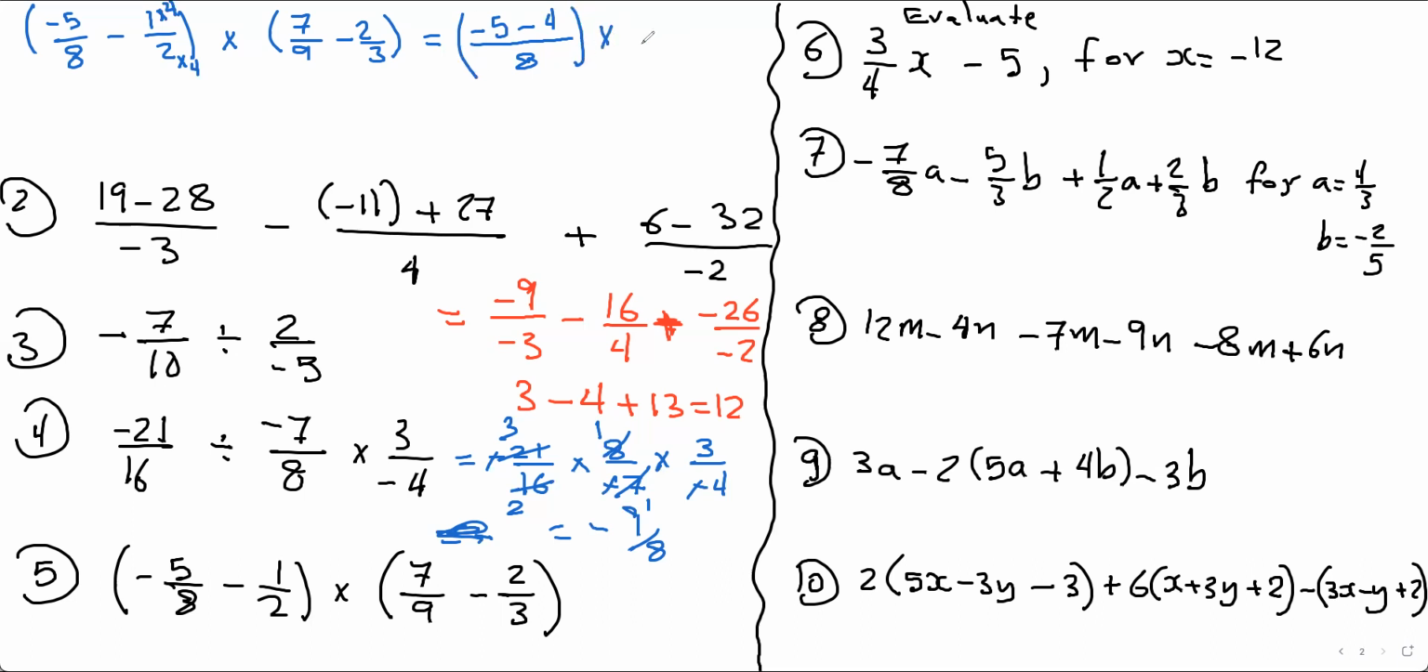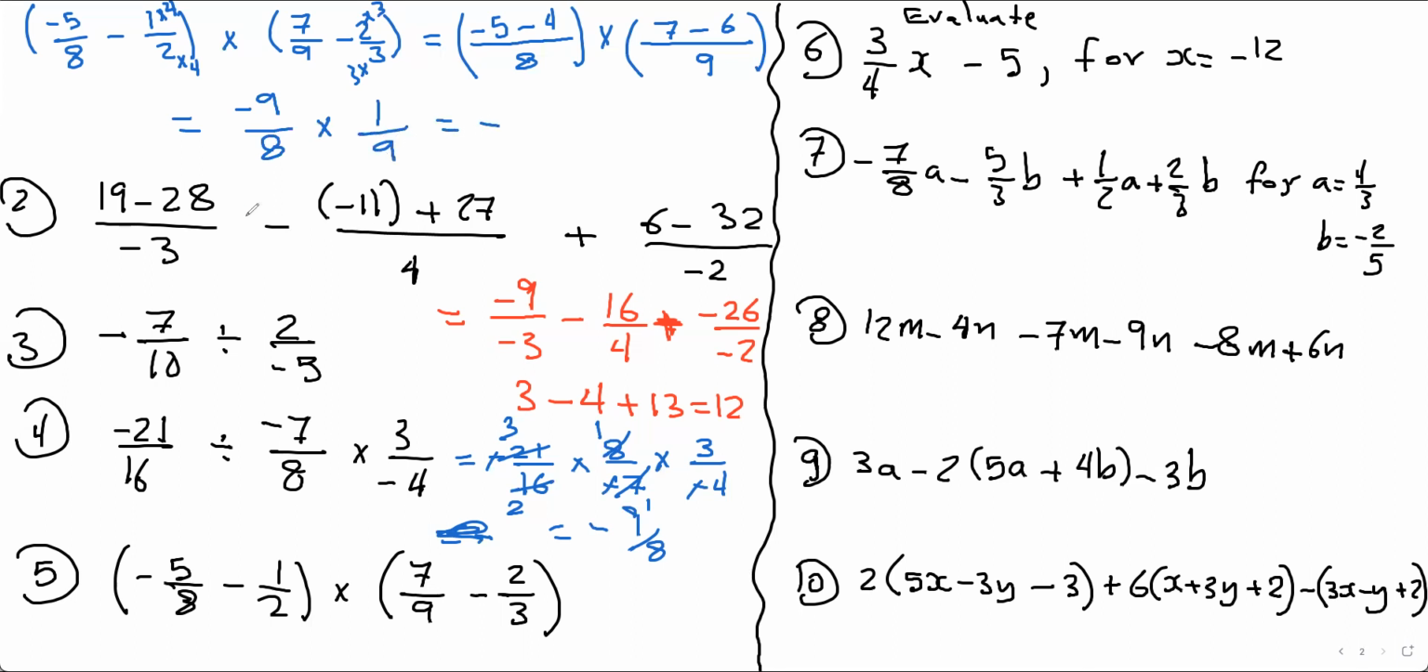times the lowest common denominator between the 9 and the 3 is the 9. So you don't do anything to the 7 because it already has a 9 underneath. But this you multiply it by 3 to make it 9. And whatever you do to the bottom, you do to the top. So that becomes 7 minus 6, which gives me negative 5 minus 4 is negative 9 over 8 times 7 minus 6, which is 1 over 9.